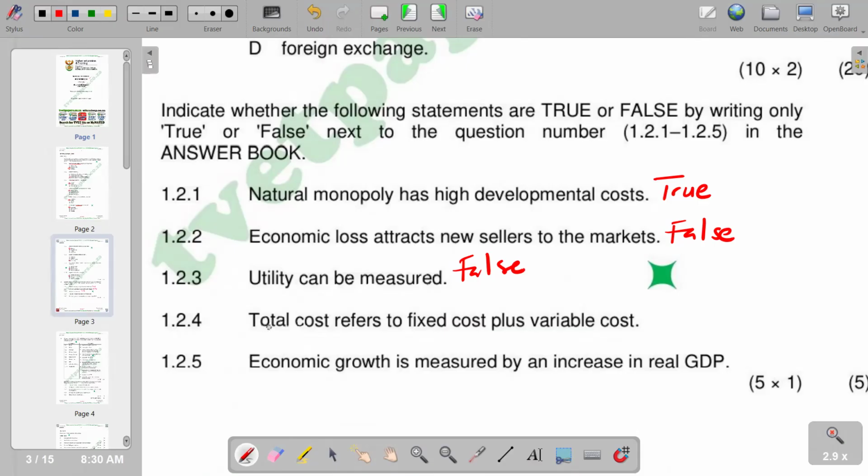Then we go to number 4. Total cost refers to fixed cost plus variable cost, which is correct. Total cost is equal to fixed cost plus variable cost. So this is true. Then we go to number 5.